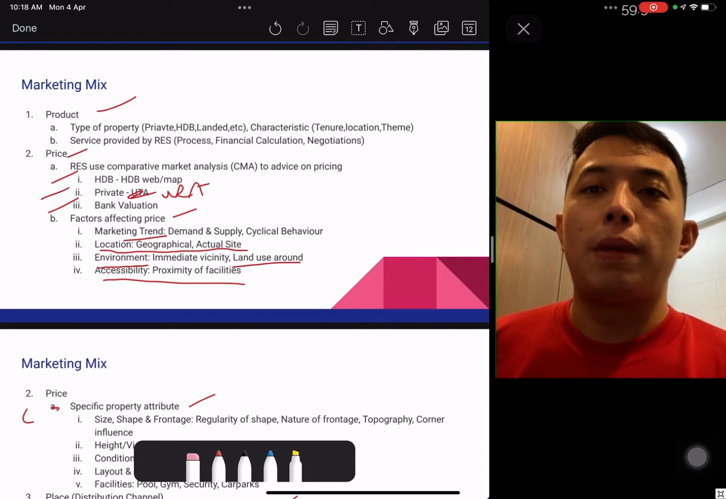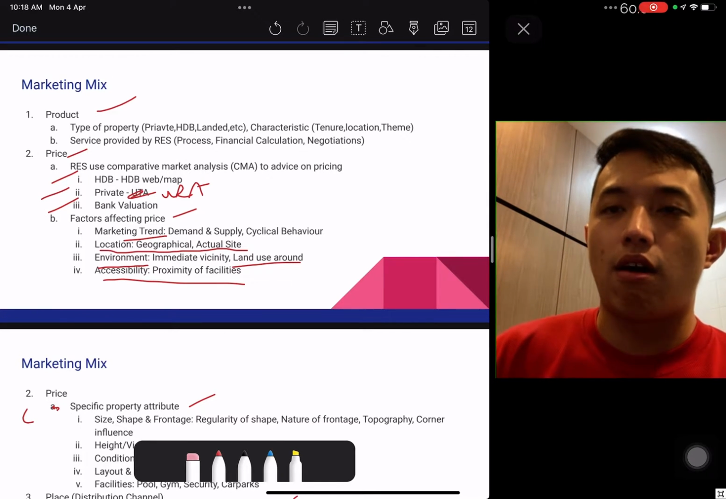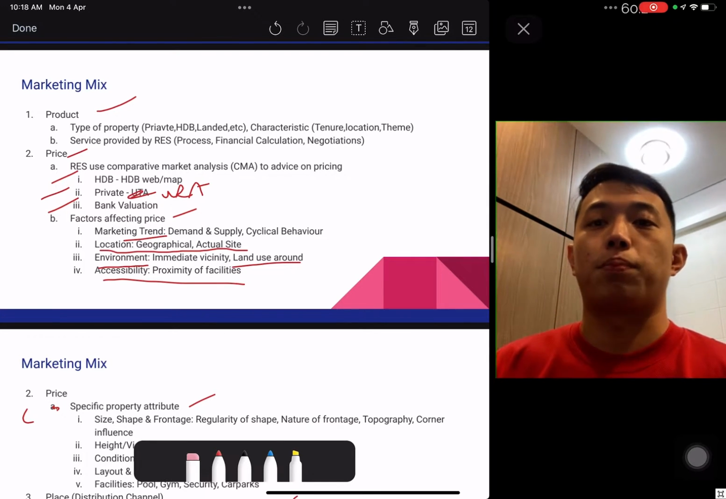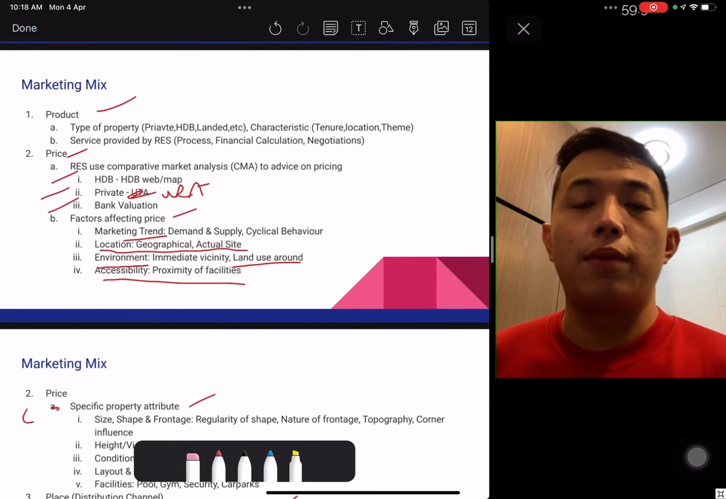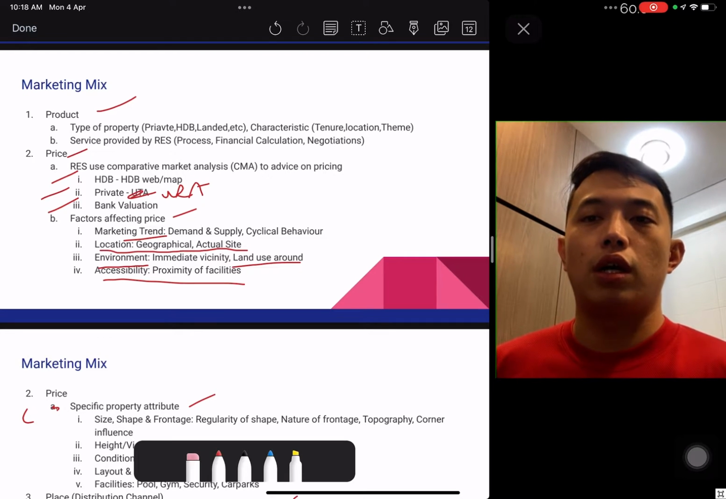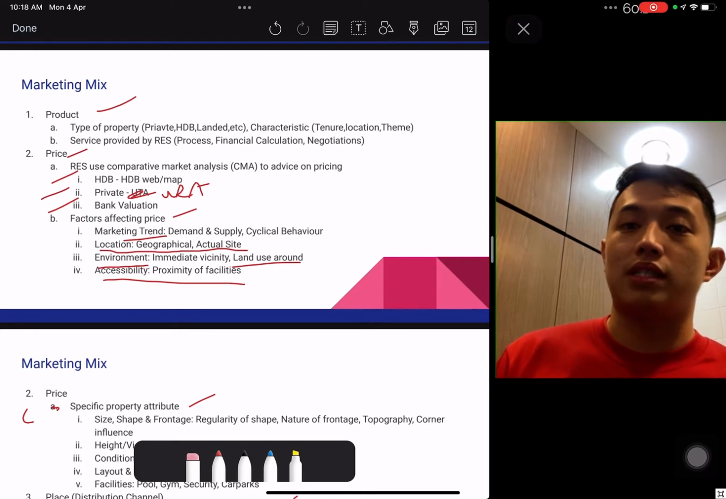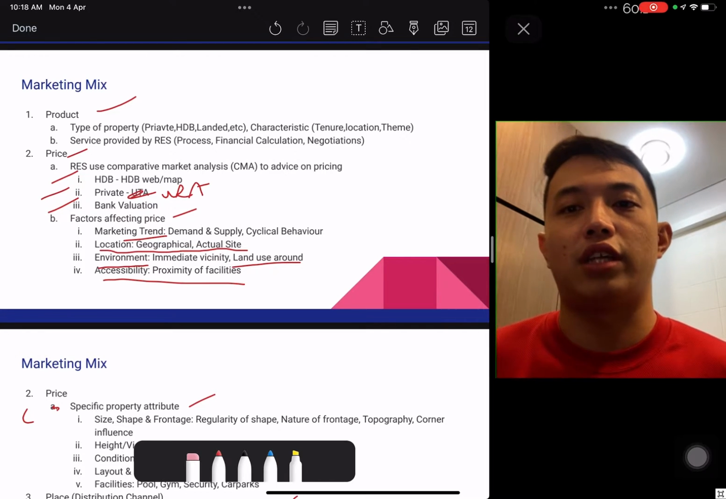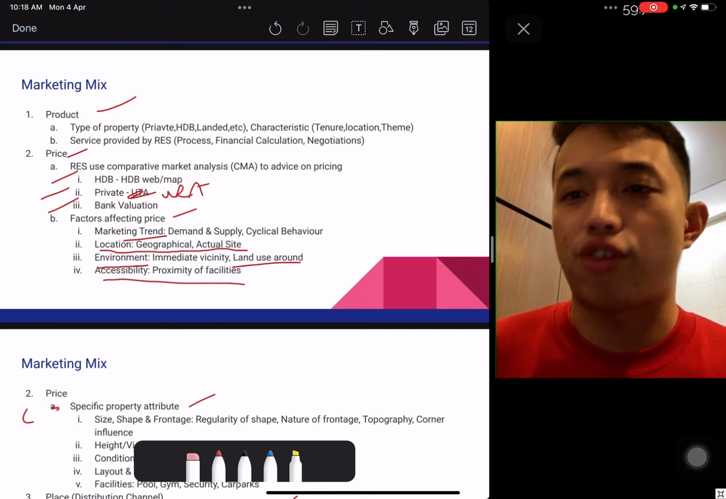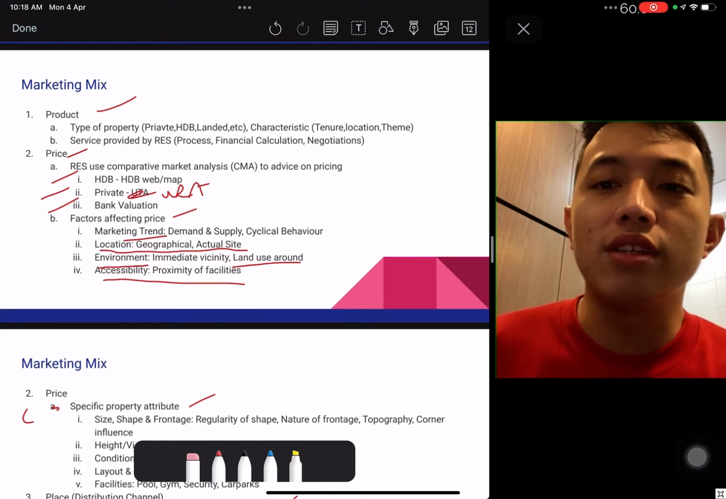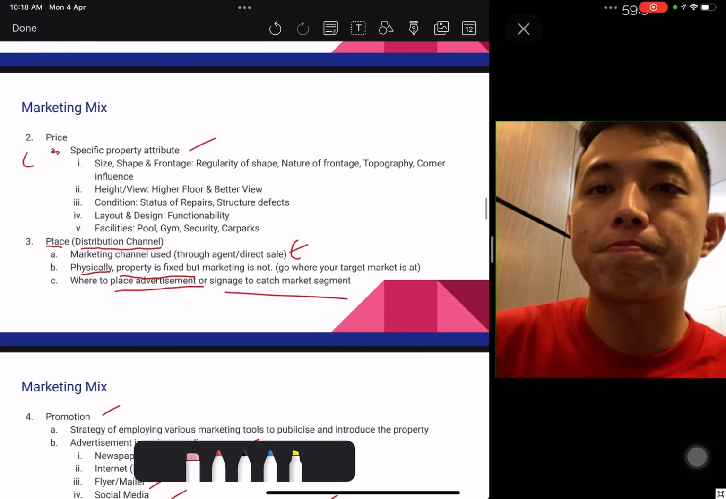The first P will be product: the type of product you have, its characteristics, and the service of the RES is also part of the product. Next, price. As a RES, you're supposed to do a comparative market analysis to advise on the price, such as under URA, bank valuation, and HDB, right? The factors affecting prices are market trend, location, environment, and accessibility. These are a few factors that affect the price.